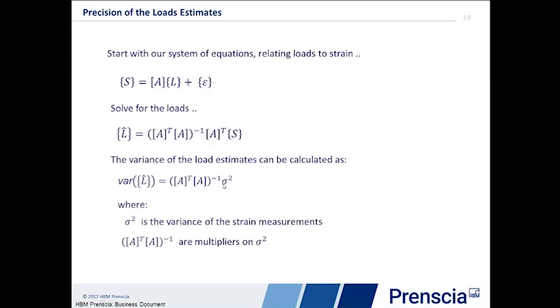Sigma squared here is the variance on the strain measurements, and it's calculated from our estimated errors on our strain gauges. And then A transpose A is basically the sensitivity matrix. And so what we're looking at is our load estimates have errors associated with them that are, one, a function of the strain measurements, but also a function of the sensitivity matrix.